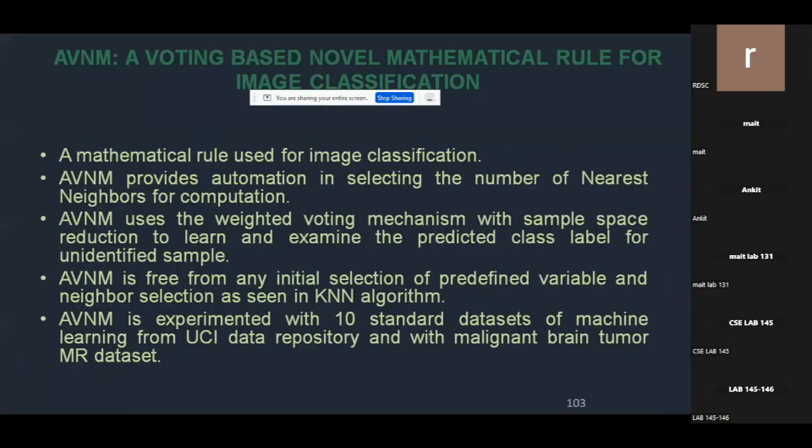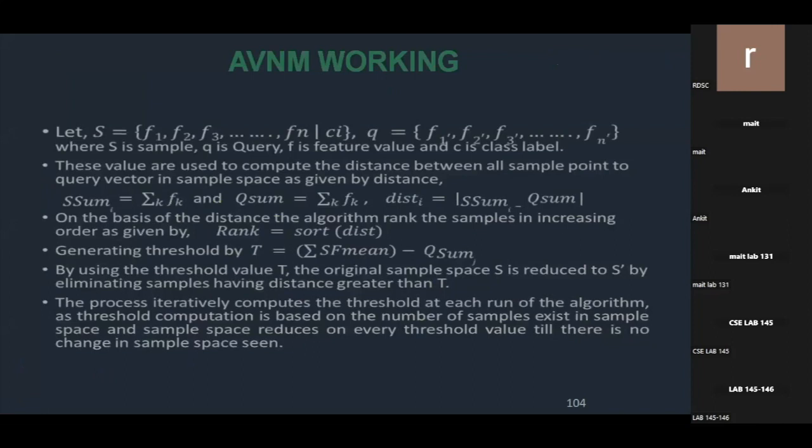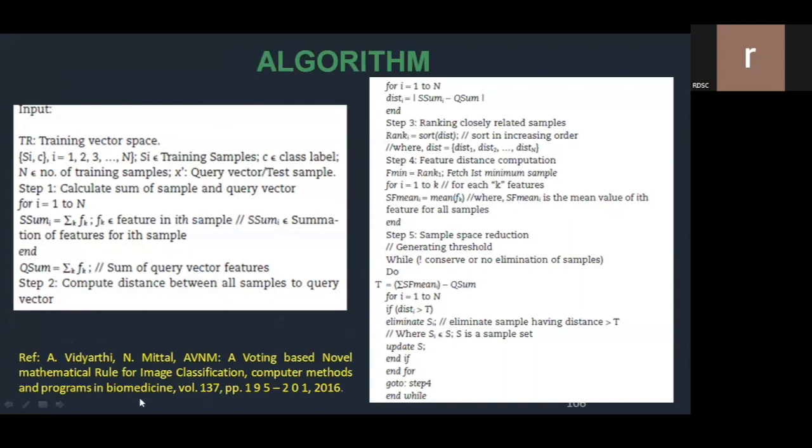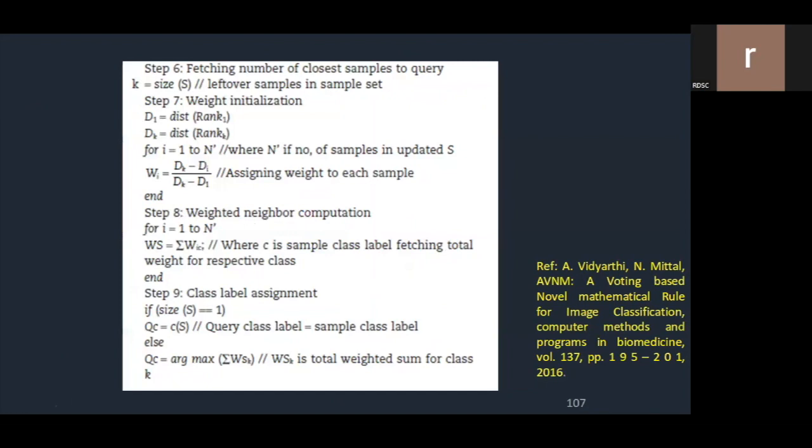So we have designed our own classifier in the machine learning community, which is called AVNM, a voting based novel mathematical rule for image classification. I will take you directly to the algorithm. If you are interested, it was published in 2016 in the journal Computer Methods and Programs in Biomedicine, Elsevier. You can check it out and see a detailed description of this algorithm.